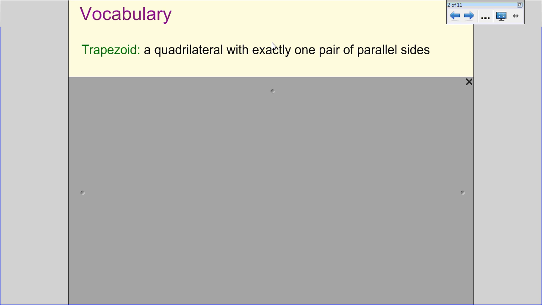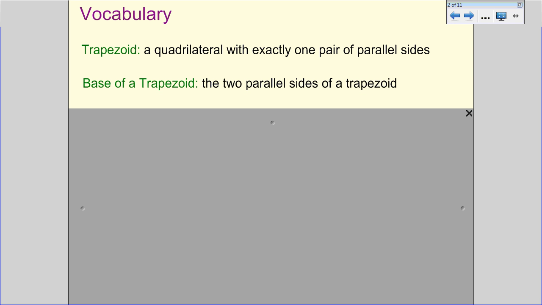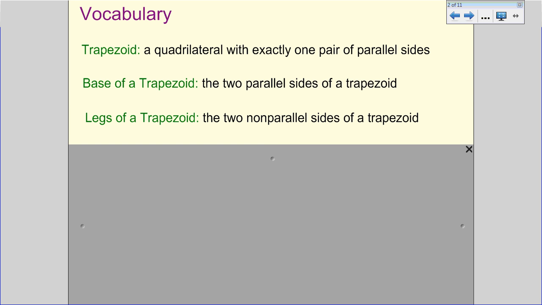A trapezoid is a quadrilateral with exactly one pair of parallel sides. It's the one quadrilateral that we're going to study that is not a parallelogram because it only has one pair. So now we're going to talk about specific parts. The base is the two parallel sides. The legs are the non-parallel sides.